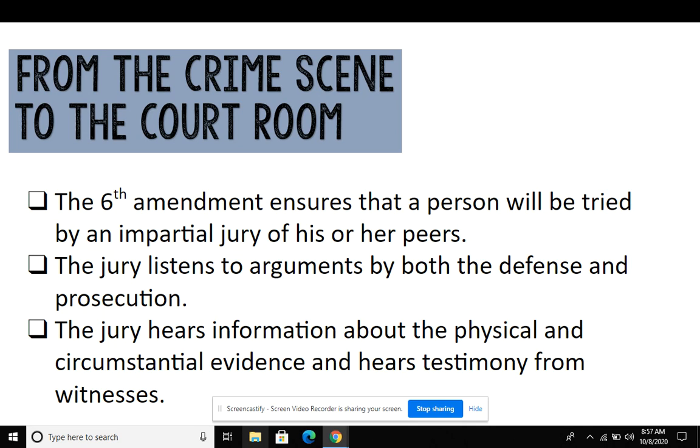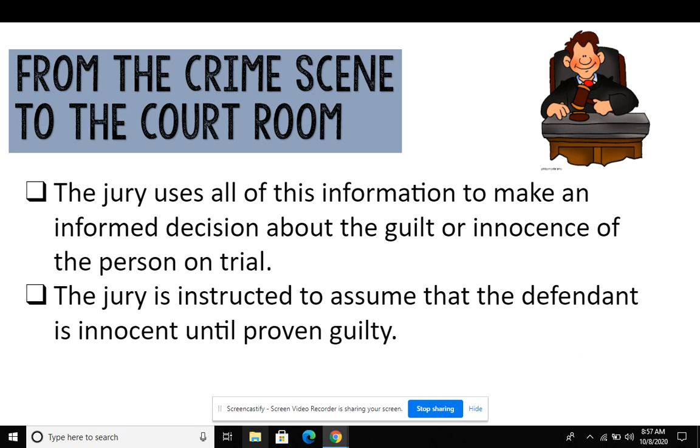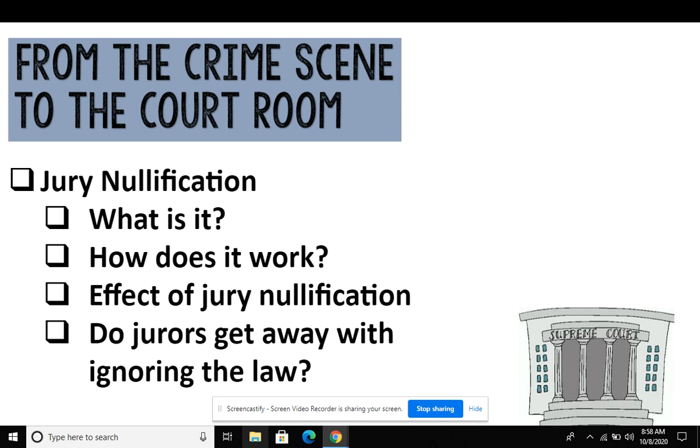The jury listens to arguments by both the defense and the prosecution. The jury hears information about the physical and circumstantial evidence and hears testimony from witnesses. The jury is then going to use all of this information to make an informed decision about the guilt or innocence of the person on trial. The jury is instructed to assume that the defendant is innocent until proven guilty. However, sometimes that might not always work.